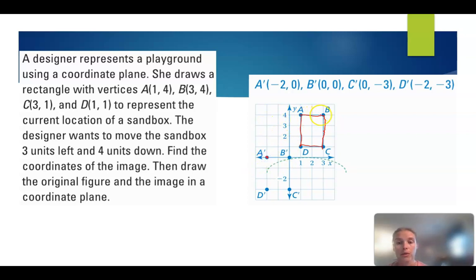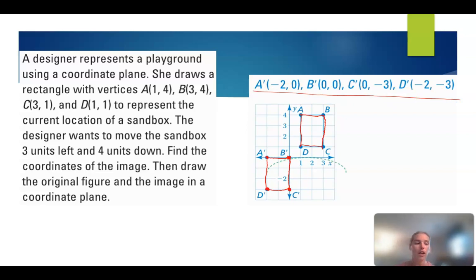B went 3 left. It went from 3 over to 0 and down 4, or down to 0. So it's sitting on the origin. C went 3 left, 4 down. And D went 3 left and 4 down. And you notice we have primes next to all those. Connect those points. Don't forget to do that. And here we have our ordered pairs listed.